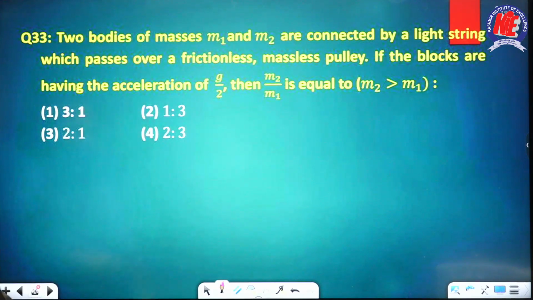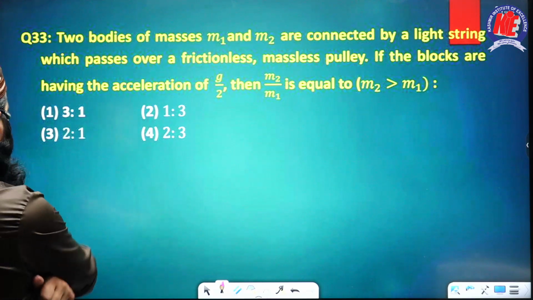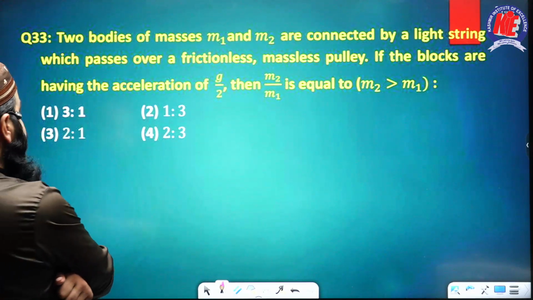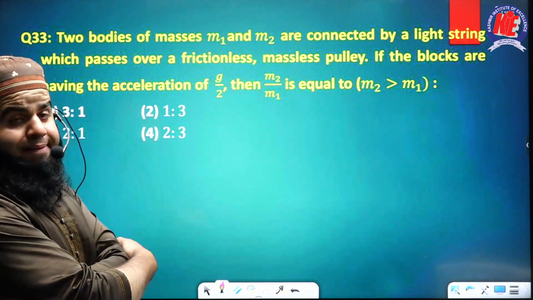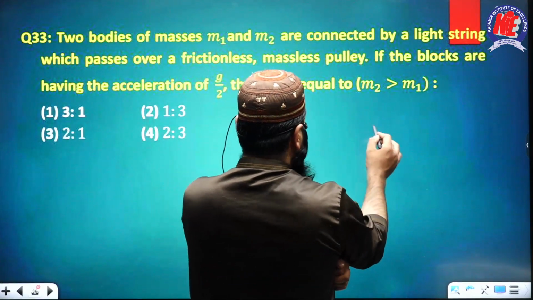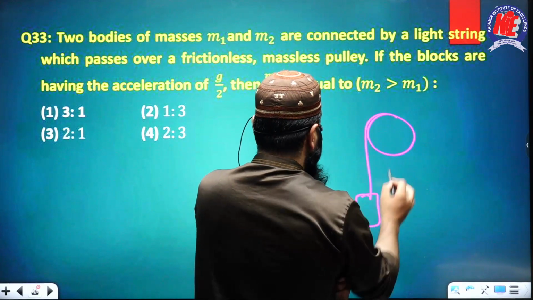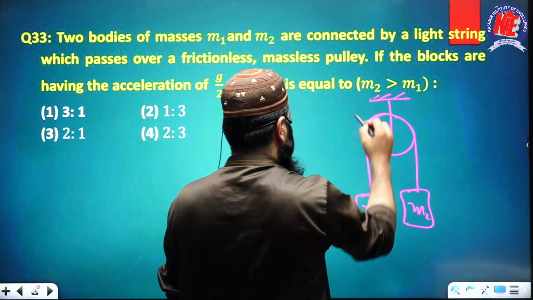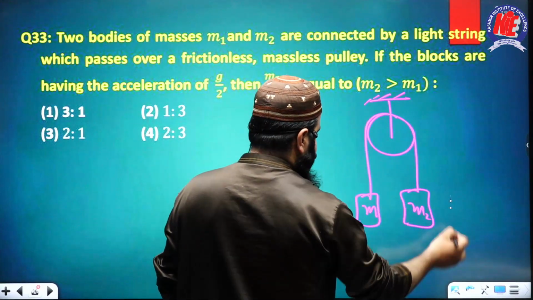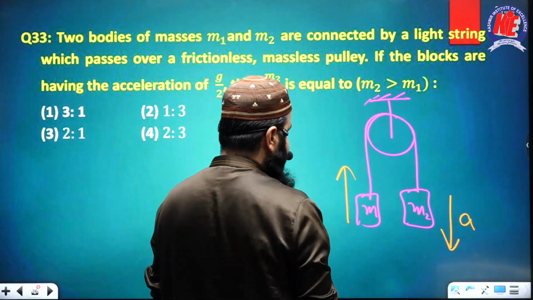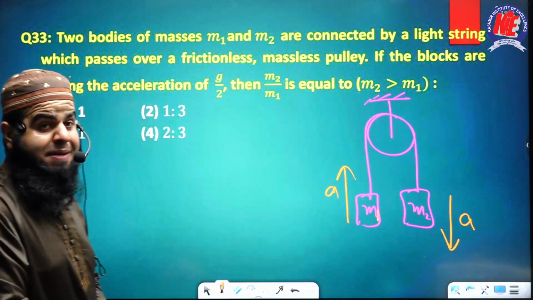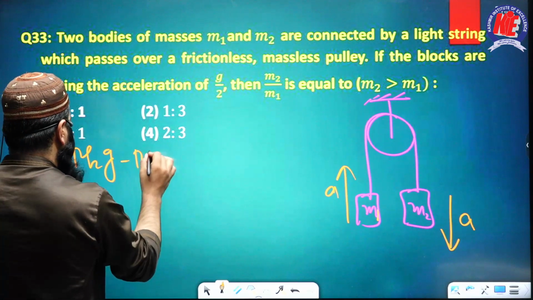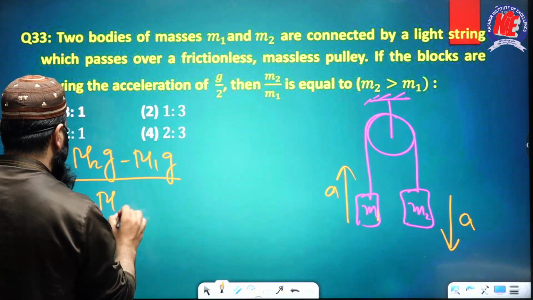Next one. Two bodies of masses m1 and m2 are connected by a light string which passes over a frictionless pulley. So it reminds me of an Atwood's machine. If the blocks are having the acceleration of g by 2, then m2 by m1 is equal to, where m2 is greater than m1. So this is your Atwood's machine. The two blocks here, the m2, the m1. So m2 is greater than m1, it will move downwards with the acceleration a, and this guy will move up with the same acceleration a in magnitude. Then the acceleration can be written as m2g minus m1g divided by the total mass, that is m1 plus m2.